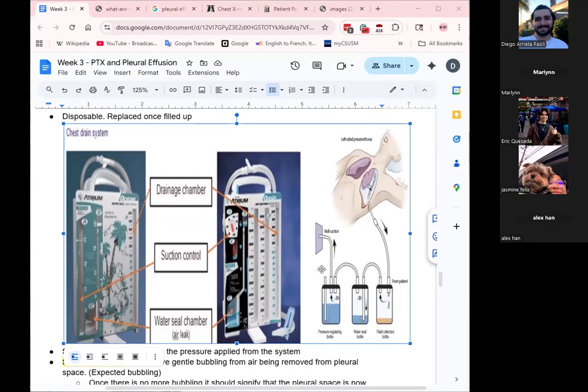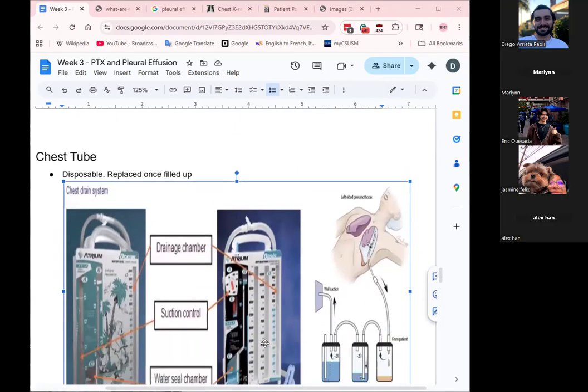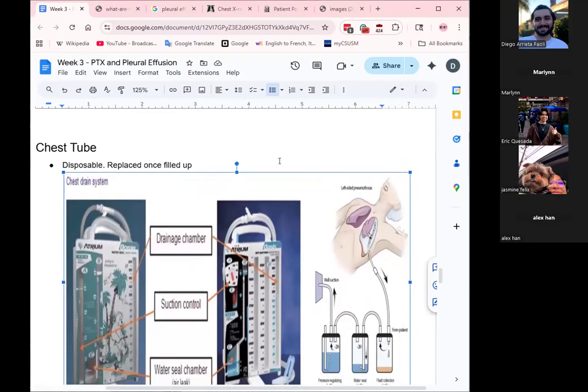So if there were to be some intermittent bubbling, which chamber do you think it'd be okay in? That's kind of written, but would it be the suction chamber?